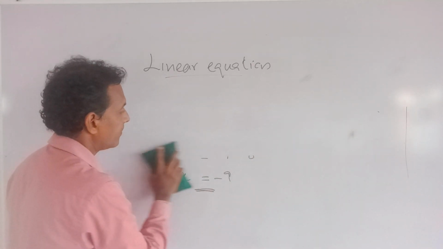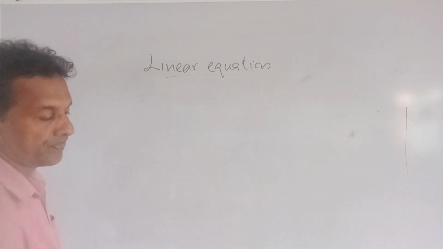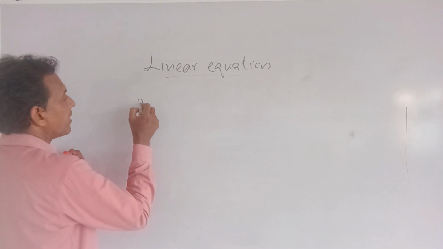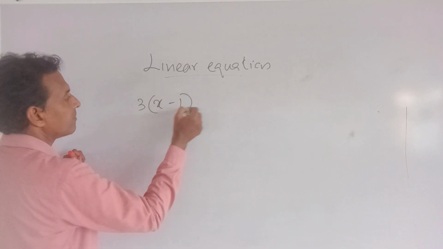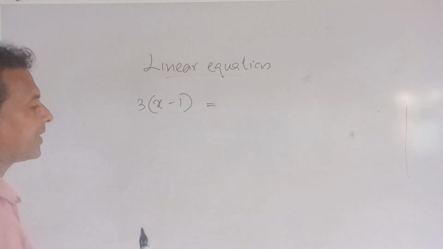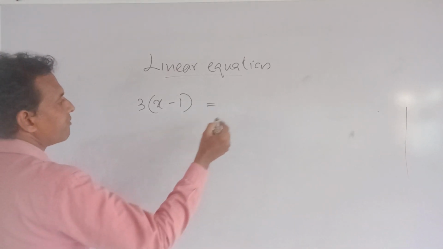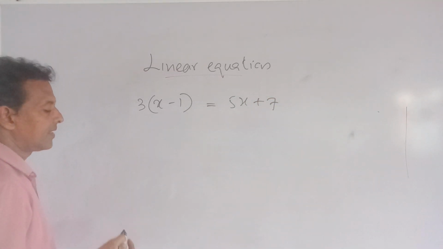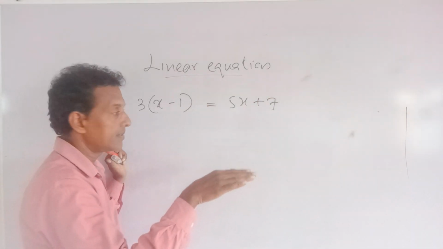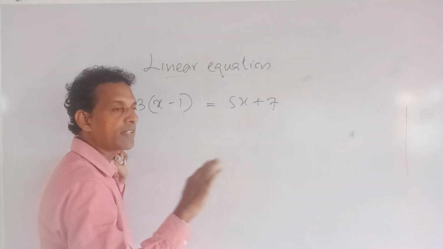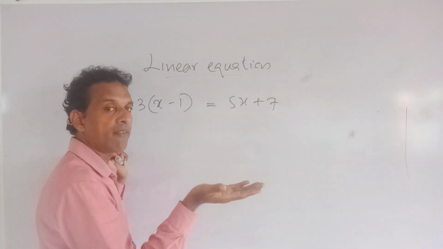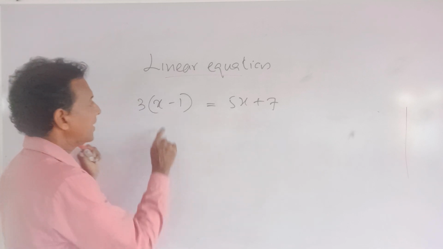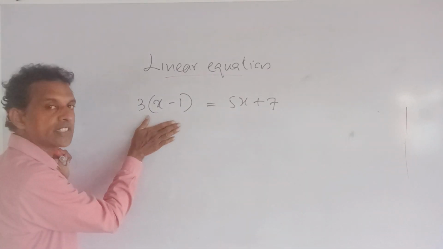Now take another example. Say we have a term with a bracket. Say 3 times (x minus 1) equals, say, 5x plus 7. As I mentioned in the process, if you have denominators, first remove denominators, and then if you see brackets, first remove the brackets. In this case, first remove the bracket.